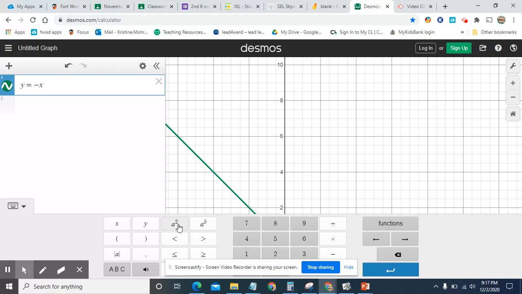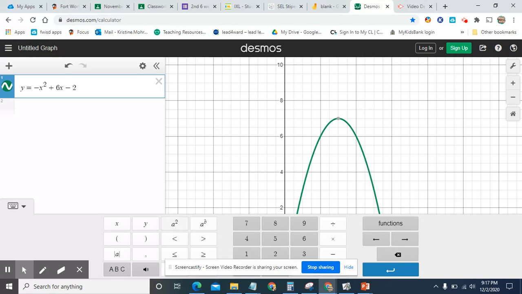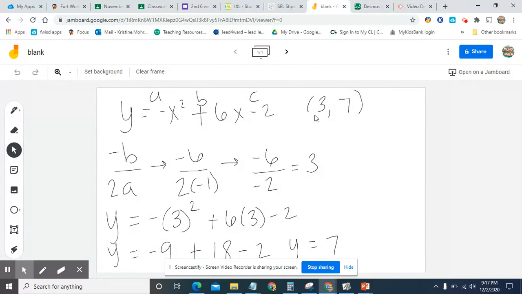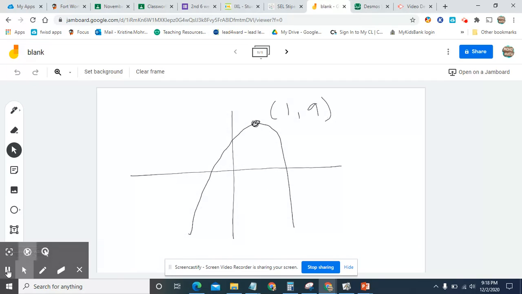Negative x squared plus 6x minus 2. Minus 2, yep. And so the vertex is the highest or lowest point, and in this case, it's the highest, or maximum. So it is at 3, 7, which is what we had here. So that's the answer for number 6, 3, 7. I'm going to pause the video while I go look at the next problem and get set up for that.